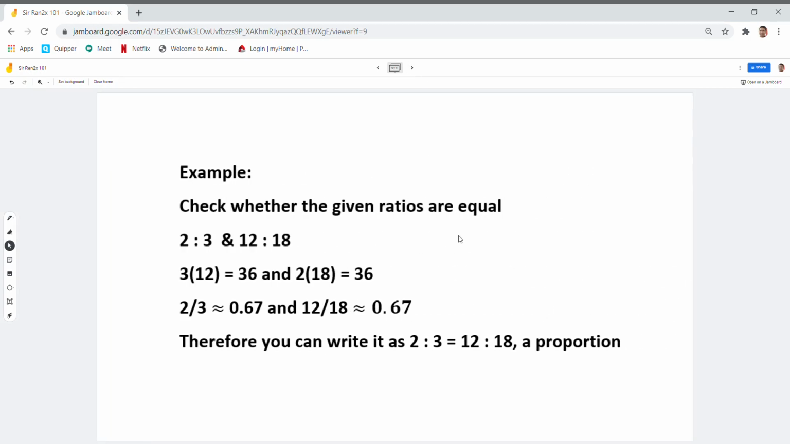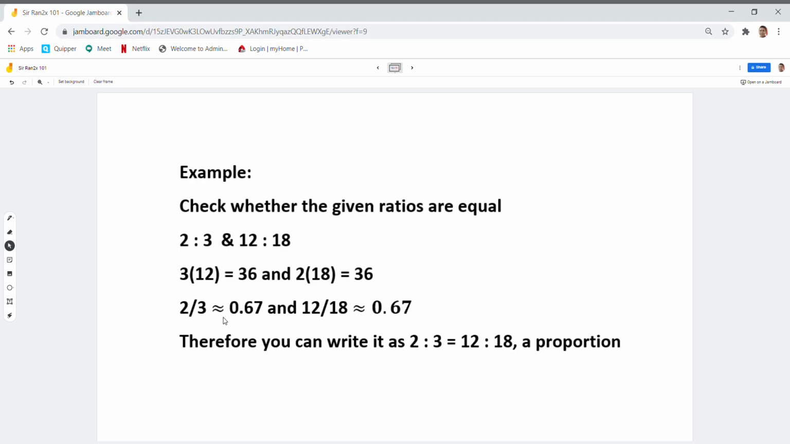Now, let's take this example. Check whether the given ratios are equal. The given ratios are 2 is to 3 and 12 is to 18. Using the law of proportion, the means extremes product law of proportions, you multiply the means, 3 times 12, and you multiply the extremes, 2 times 18, then check if the products are the same. As you multiply 3 times 12, that's 36, and then 2 times 18, that's 36 also. Therefore, the product of the means is equal to the product of the extremes. And so you can say that the given pair of ratios is a proportion. So you can write it this way: 2 is to 3 as 12 is to 18.